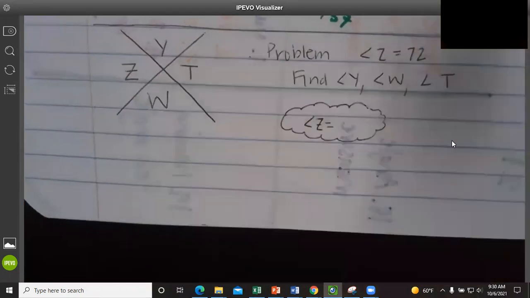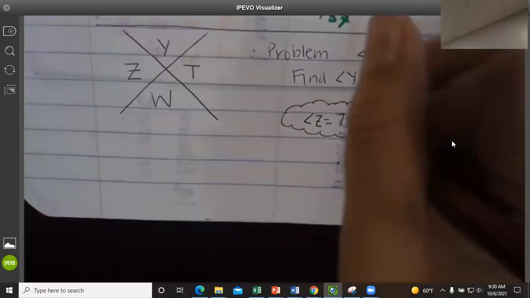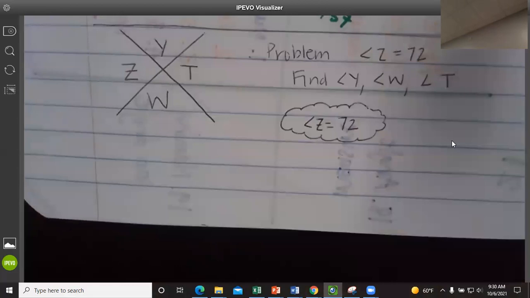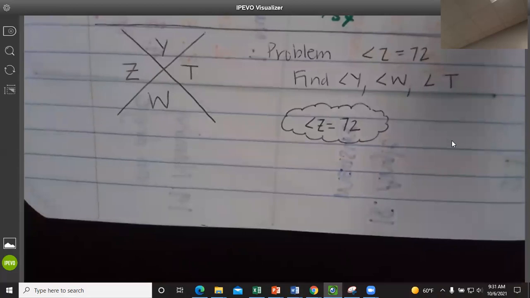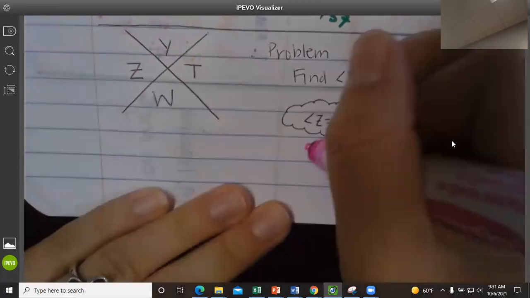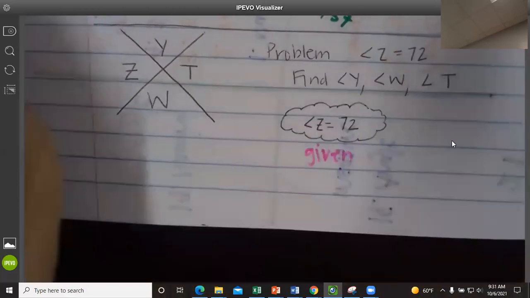Oh, I totally forgot. Z is 72. Now, what you're gonna do, this is the part that some people got wrong because they didn't put the correct reason. It's in the problem. They tell you the answer. You don't have to do anything. It's not supplementary. It's not complementary. It's not vertical. The reason for it is given. It's in the problem. If it's in the problem and the answer's in the problem, that's the reason. It's given.